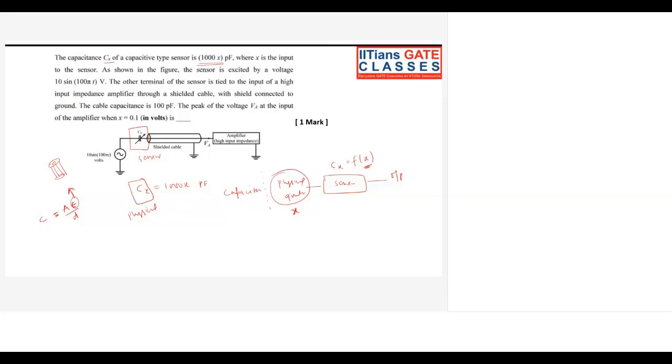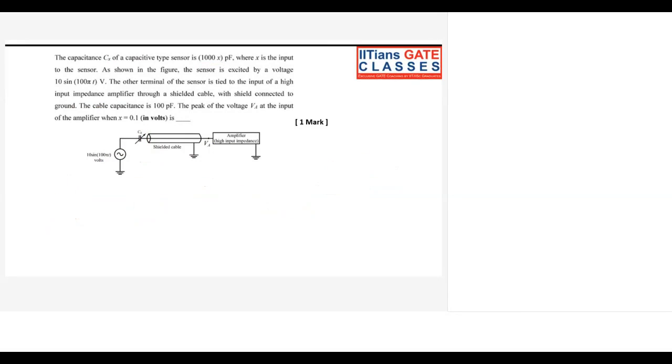Now when it comes to solving the question, this capacitance Cx they have given as 100x. So x is the input. As shown in the figure, the sensor is excited by a voltage of 10 sin 100 pi t. So this is the supply. The other terminal is tied to the input of the high input impedance amplifier.